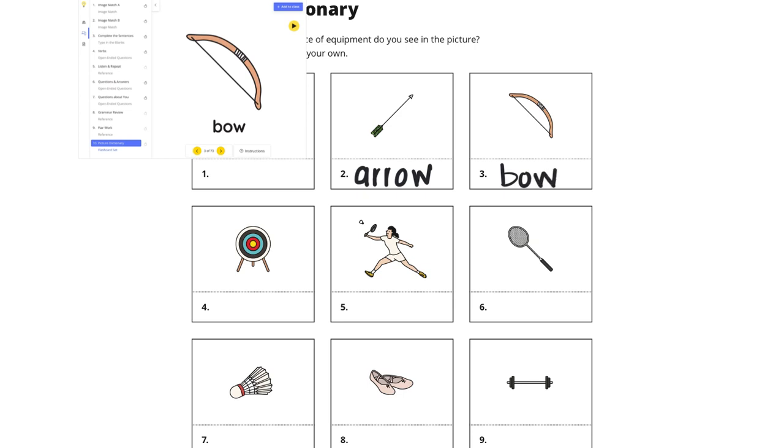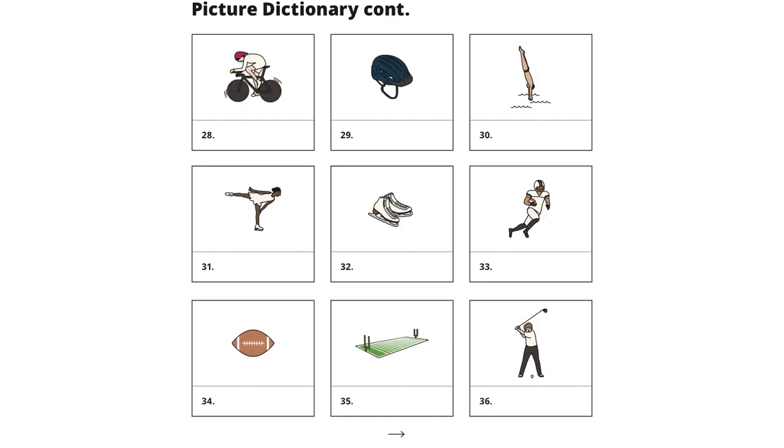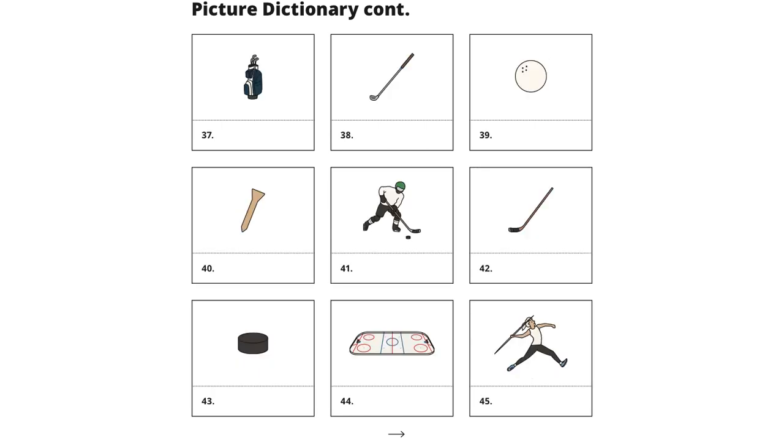I would encourage you to say the name of the letter as you write the word. For example, when I write bow, instead of just writing it, I would say B-O-W. This is going to help you to remember your letter names, and that's going to help you to be a better reader. Complete each page of the picture dictionary using these same methods.